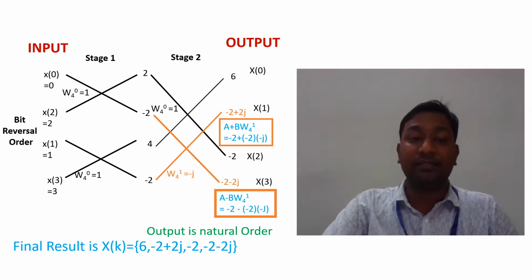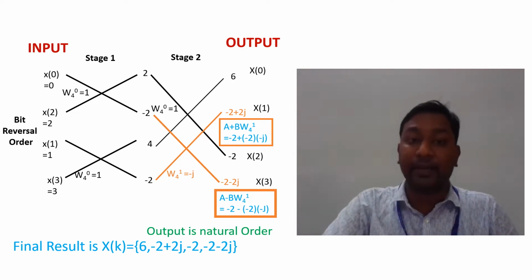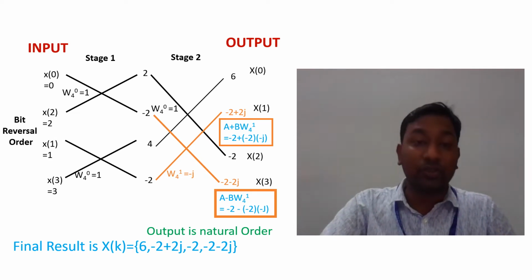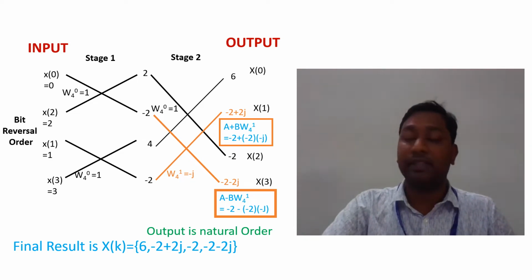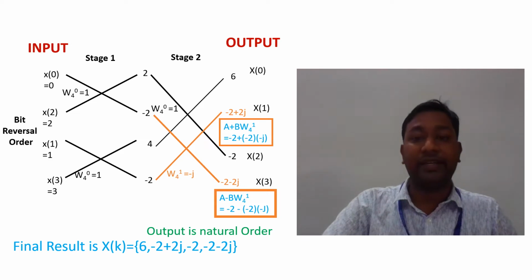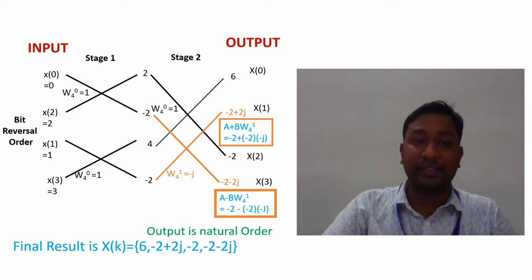So those are new, just see the things here. The x alphabets: on the output side x is capital, but on the input side keep it small. Those things you should note down, and here the output is in natural order. So the result of the DIT algorithm is completed.